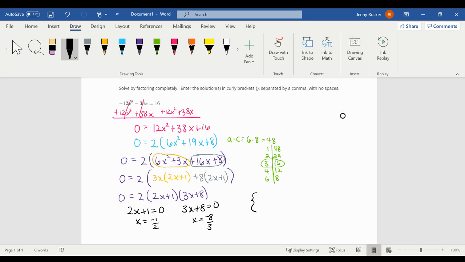So I have two real rational solutions. I get negative 1/2 and negative 8/3.